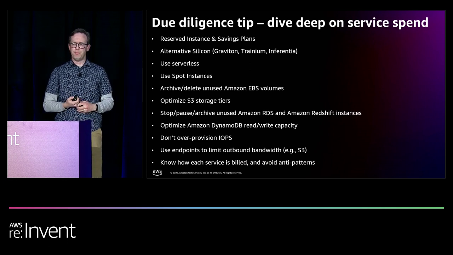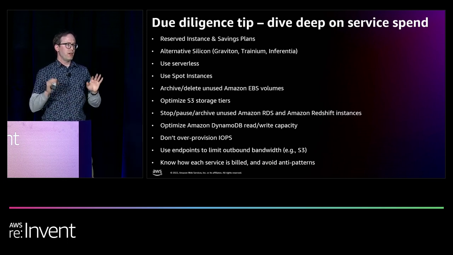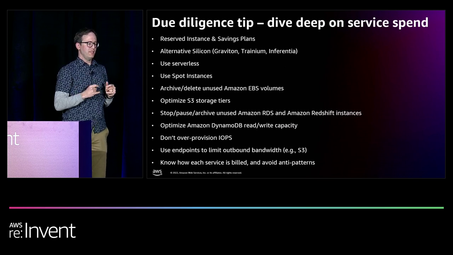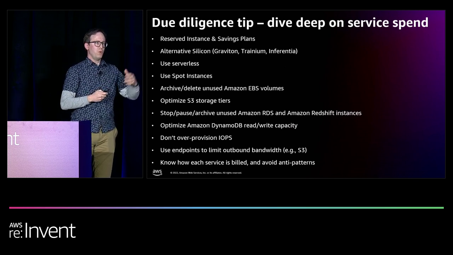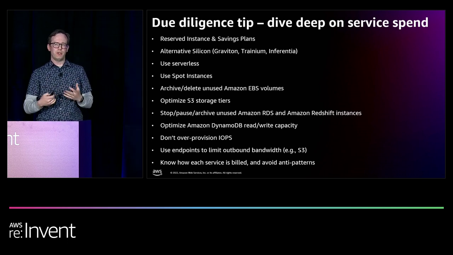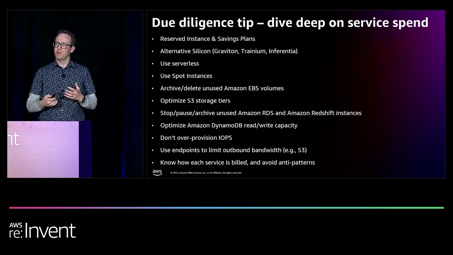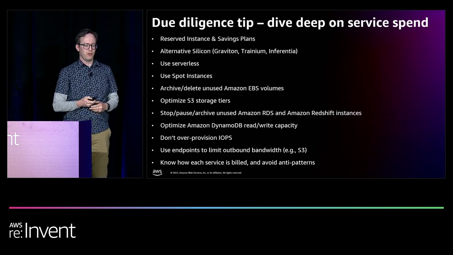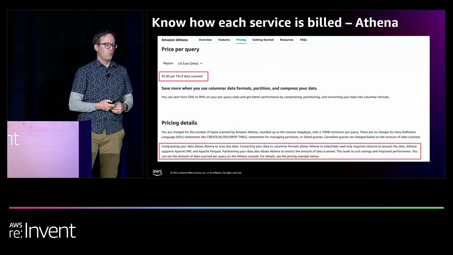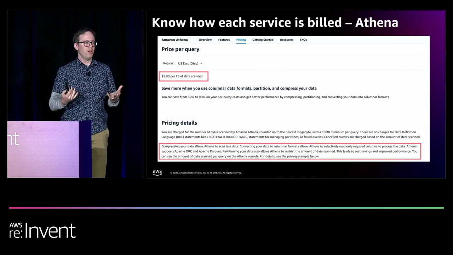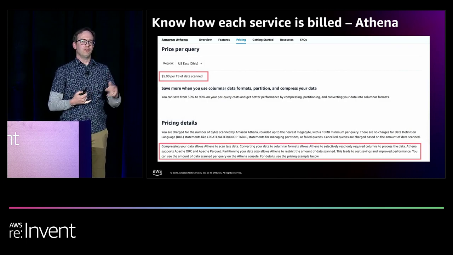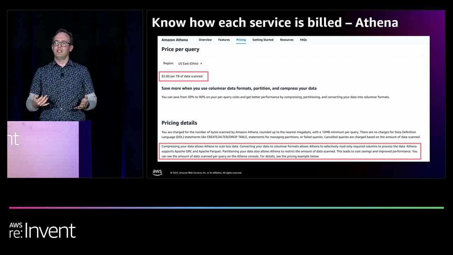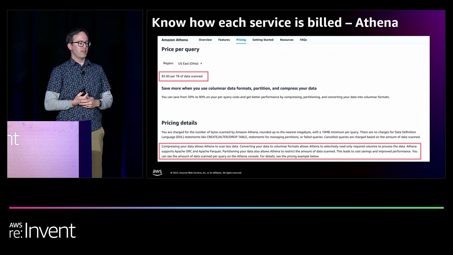And lastly, and I'll give an example of this with Amazon Athena, make sure that each of the services you're using, you've appropriately architected it so that you're using the service in the way that it was designed to be used, and you're not falling into an anti-pattern where you're going to run up a bill that is higher than would be necessary to accomplish what you're trying to do. So for example, Athena is one of my favorite services. It allows you to query data at rest in S3. For example, you could have CSV files that you can query using SQL at rest in S3.